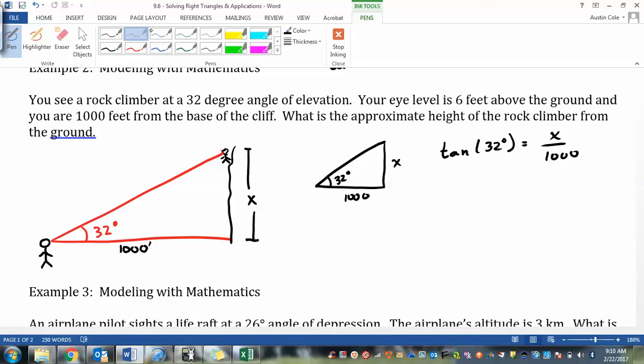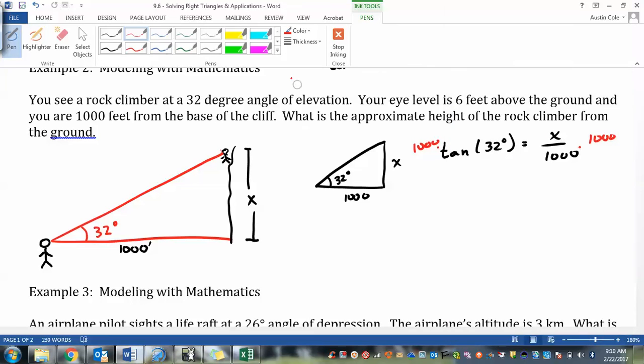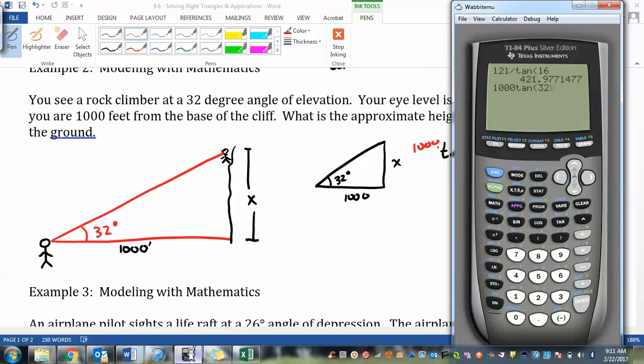Now to solve, I'm going to multiply both sides by 1,000. And x is going to equal 1,000 times the tangent of 32, thank you. Okay, 1,000 times the tangent of 32, and hit enter.